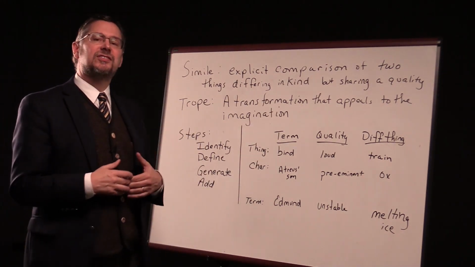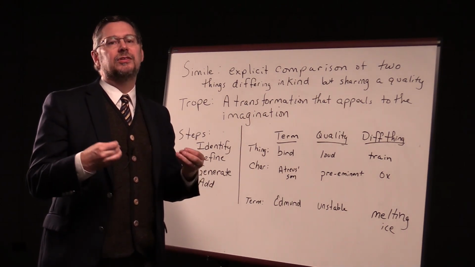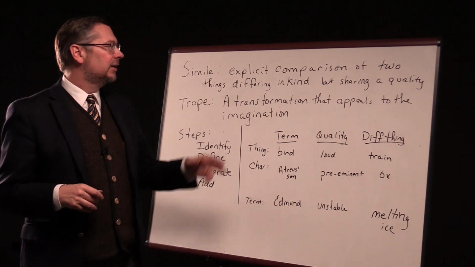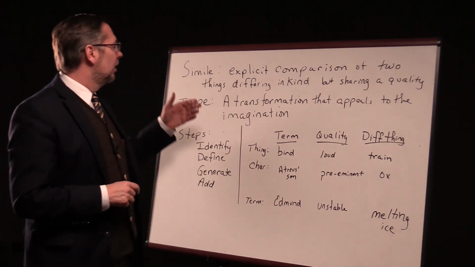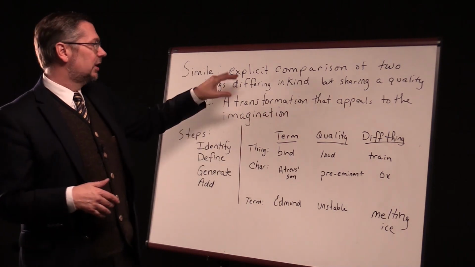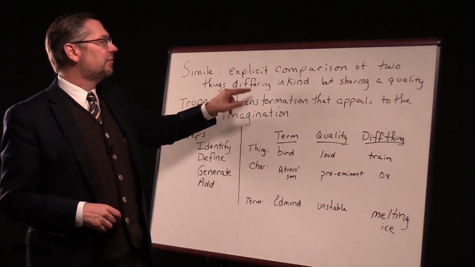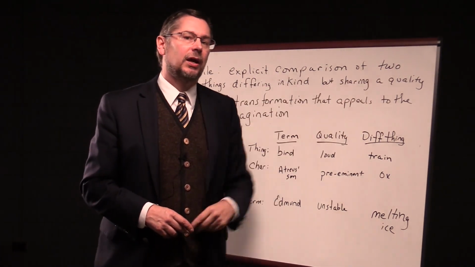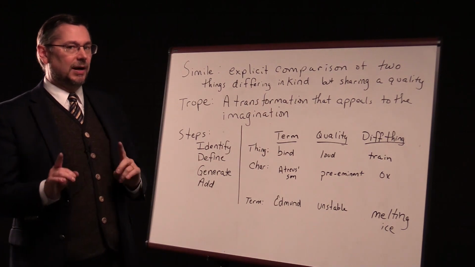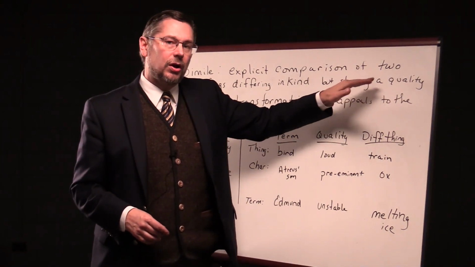And so that's what a simile is. It's where you change the writing to appeal to the reader's imagination and get him to see something similar between unlike things. And there's our definition of a simile. A simile is an explicit comparison, a trope in which an explicit comparison is made of two things differing in kind but sharing a quality. Very important that they're differing in kind, not the same kind of thing. Often we say of unlike things, but they do share a quality.